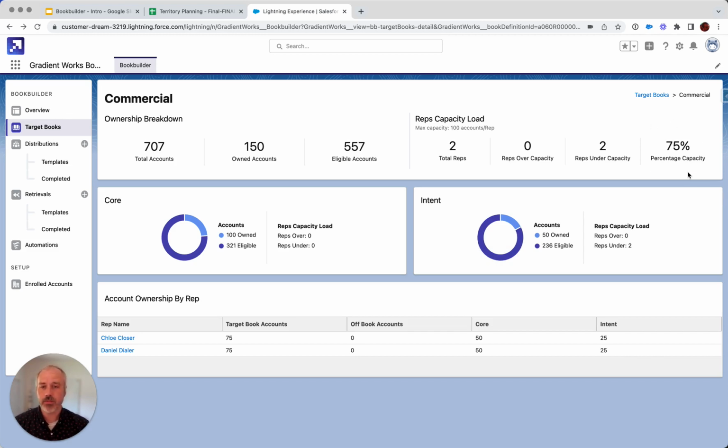He's at 75% capacity for his reps. That means that his reps need a few more accounts. He can also look at each of the segments that he's set up and see how those break down. It looks like everybody's got what they need in core, but don't have enough accounts in intent.